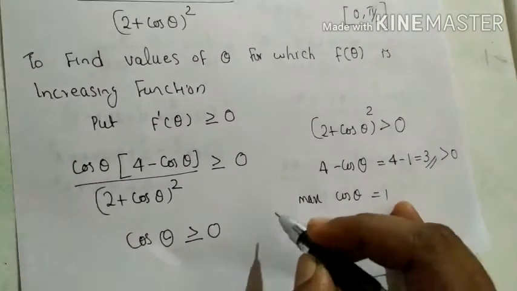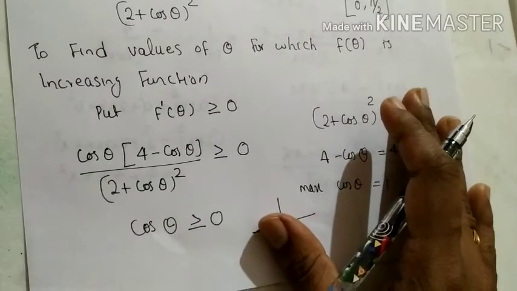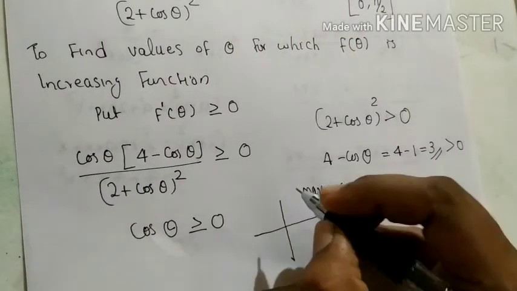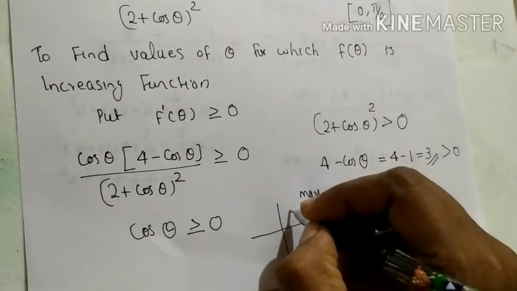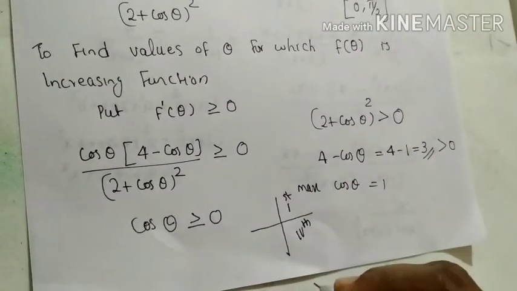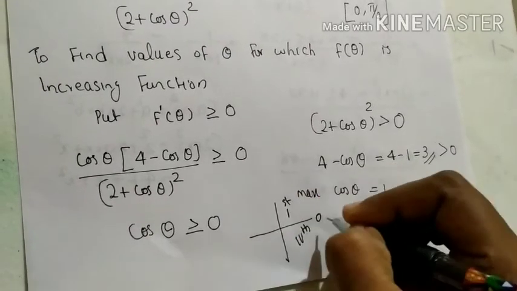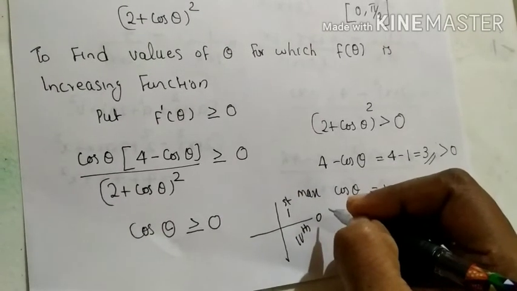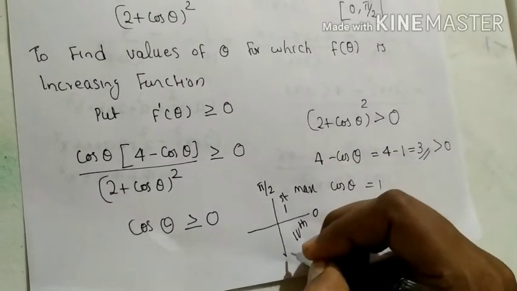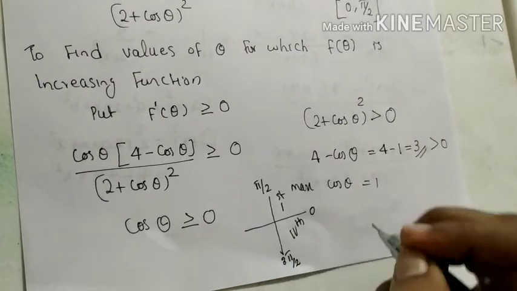So we can write it as cos theta should be greater than or equal to 0. That means, we know that we have 4 quadrants. The quadrants in which cos theta is positive are the first quadrant and the fourth quadrant. First quadrant means the angle theta lies between 0 and pi by 2, and fourth quadrant means theta lies between 3 pi by 2 and 2 pi.